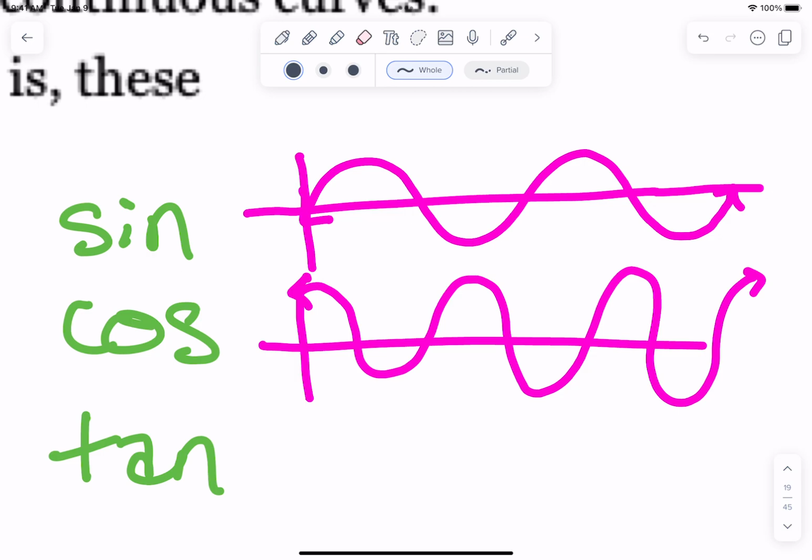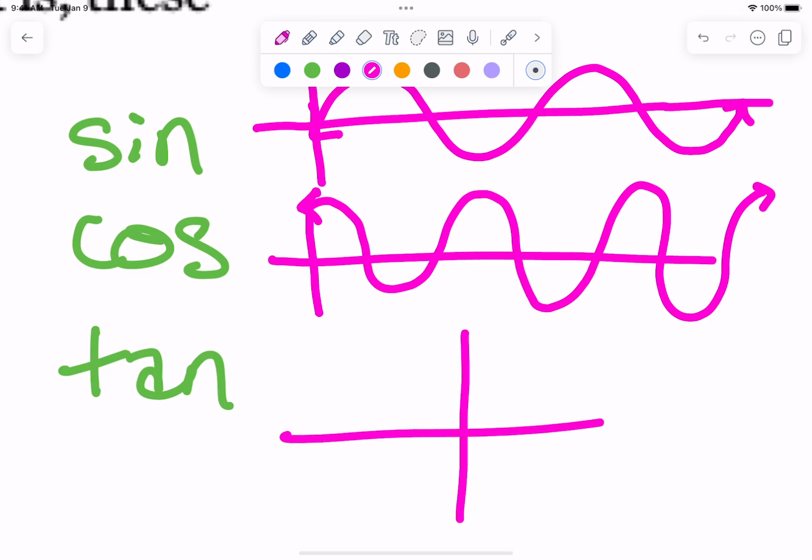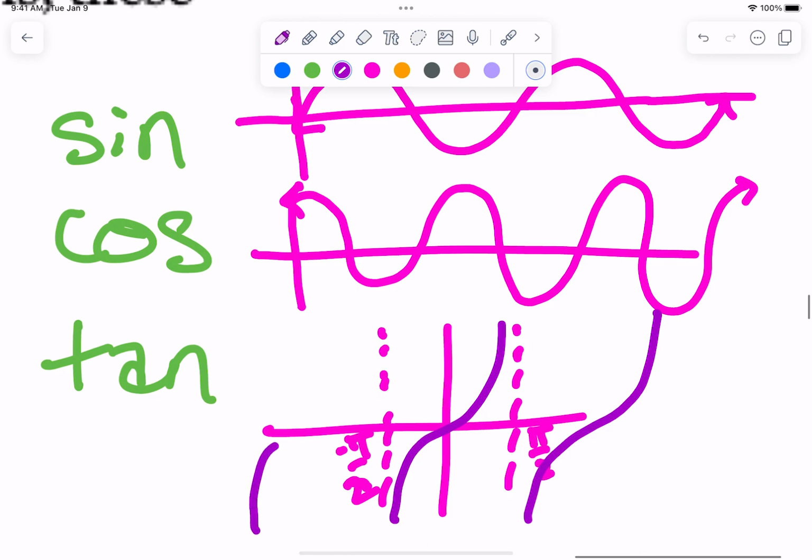All right, tangent. This is what tangent looks like. Tangent has a vertical asymptote at, do you guys remember? Pi over 2 and negative pi over 2. And he goes like this, and then he does that again. He keeps doing that. Pi over 2 and negative pi over 2, that's where his vertical asymptotes are. Tangent looks altogether very different.